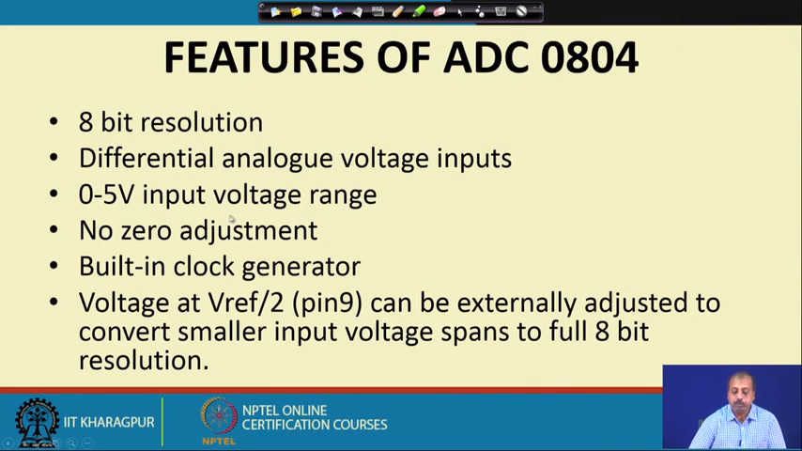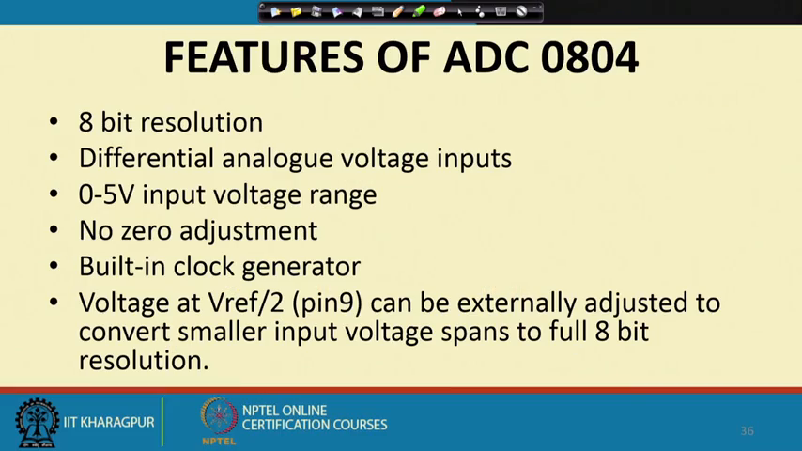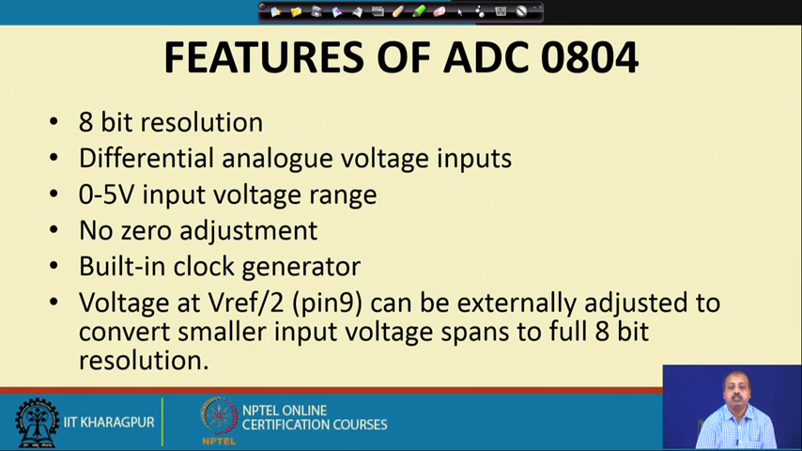That is the purpose of having this differential input. Then, 0 to 5 volt input range. As I was telling, the range of inputs that it can convert from analog to digital, the analog signal value can be in the range of 0 to 5 volt. There is no zero adjustment. Some of the ADCs have a pin by which you can do a zero adjustment, meaning if you give 0 volt at the input, then what is the corresponding output. We expect that the output should also be 0, or for that matter the minimum possible range value that you have. If that does not happen, then there is a problem. In this case, this zero adjustment facility is not there.